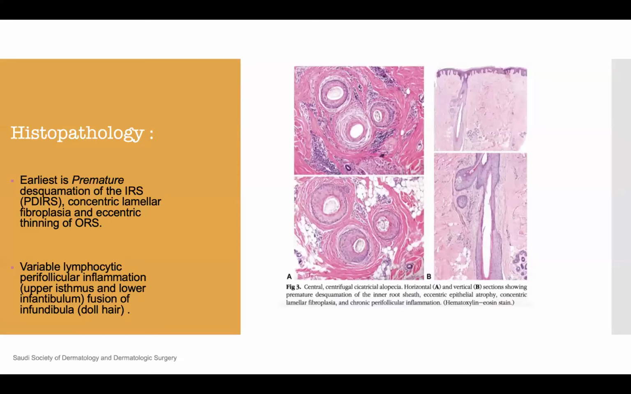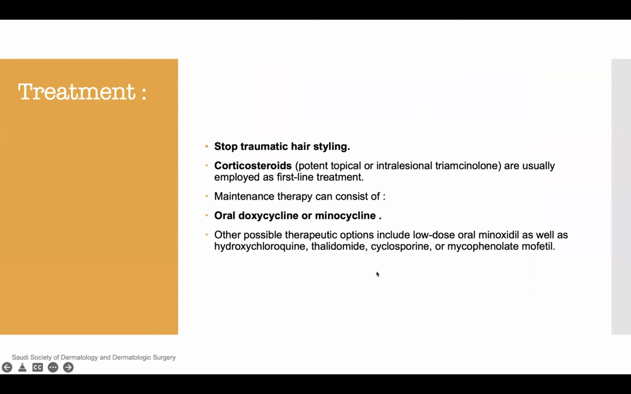As we can see, there is premature desquamation of the inner root sheath and eccentric thinning of the outer root sheath. Sometimes we can also see lymphocytic proliferation around the isthmus and lower part of the infundibulum. What is the treatment? Stop traumatic hairstyling, corticosteroids, either topical or intralesional, and for maintenance therapy, tetracyclines such as doxycycline or minocycline can also be used.